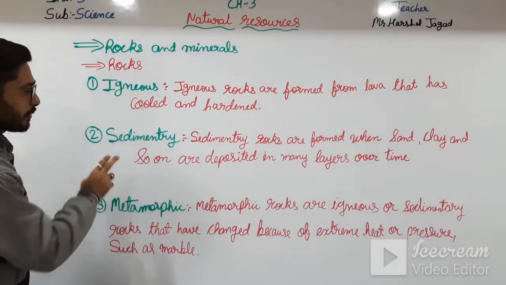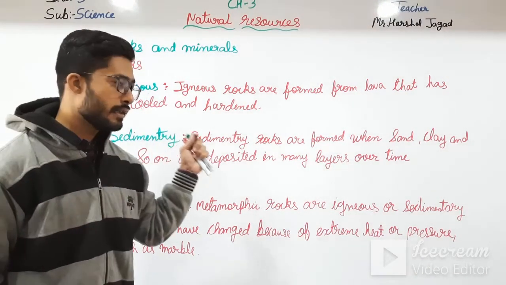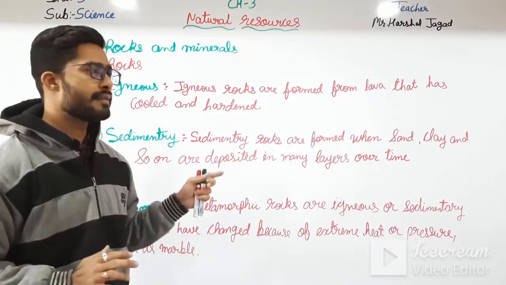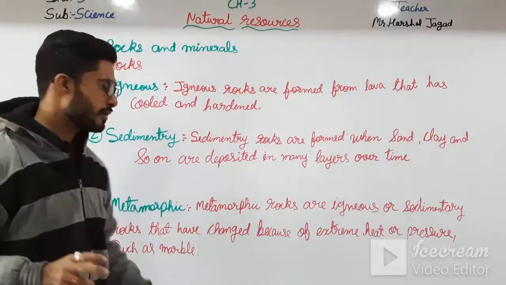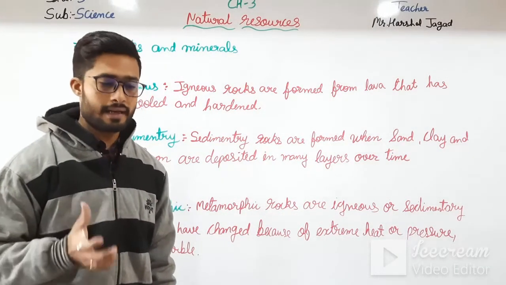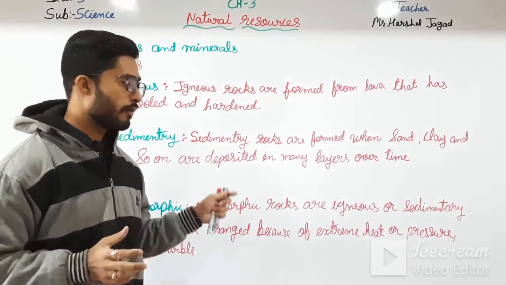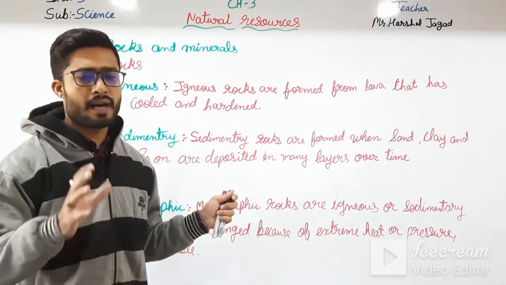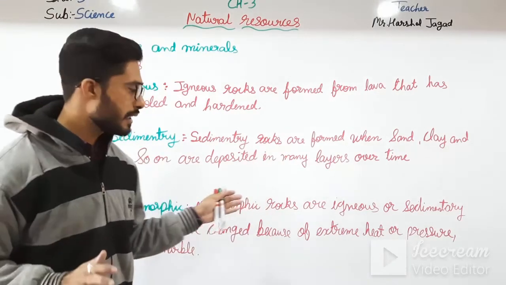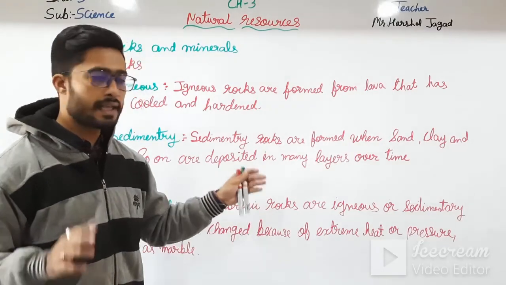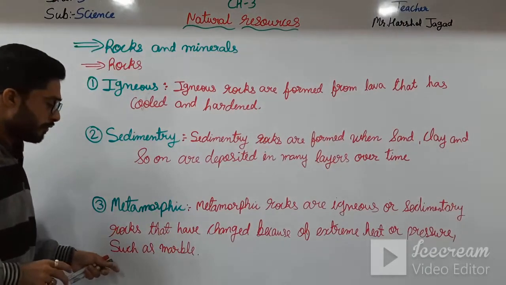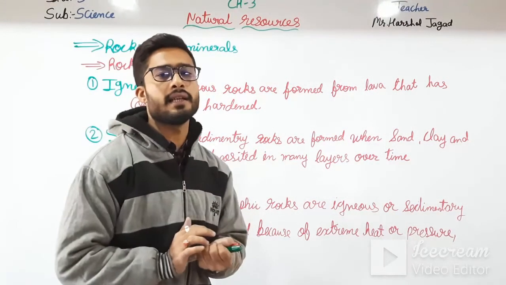Coming to the second, sedimentary rocks are formed layer by layer from sand, clay, and other materials, and they are known as sedimentary rocks. And then metamorphic rocks. What are metamorphic rocks? These types of rocks are such as marble. They are igneous and sedimentary rocks that are changed because of extreme heat or pressure. They are changed, and then they form marble and other kinds of objects.